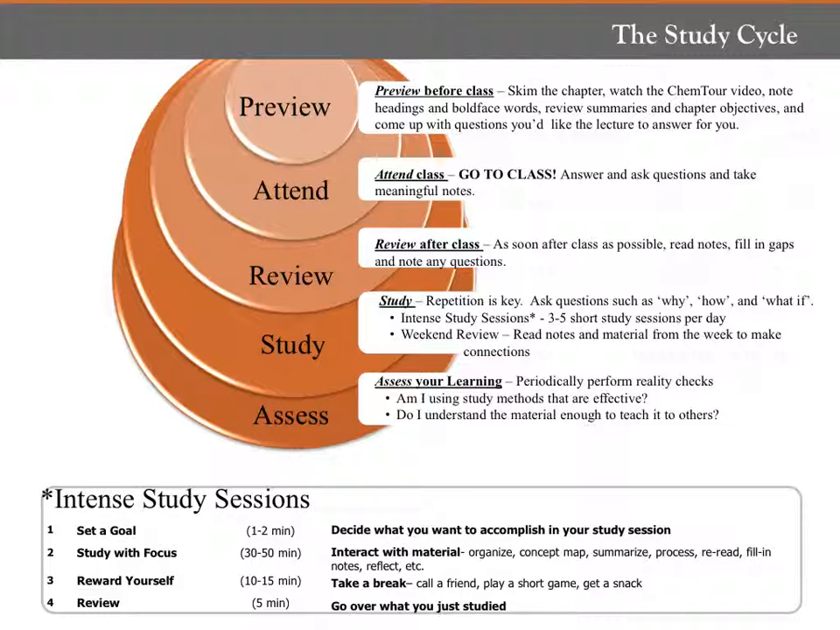From there, you need to assess. That's the final piece of the study cycle. Don't just get so bogged down with, oh, I need to write this lab report, or oh, I'm trying to keep up with all these homework problems. Really figure out, are you using good strategies to help you learn the material, and do you understand it well enough that you could teach it to somebody else? That's the trick. If you can teach something to somebody else, then you truly have a good understanding of it. So you should strive to be the one that can explain a concept to somebody else.